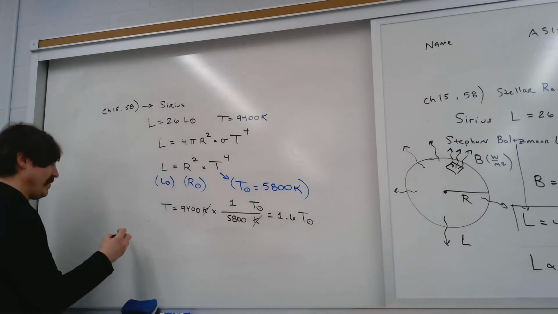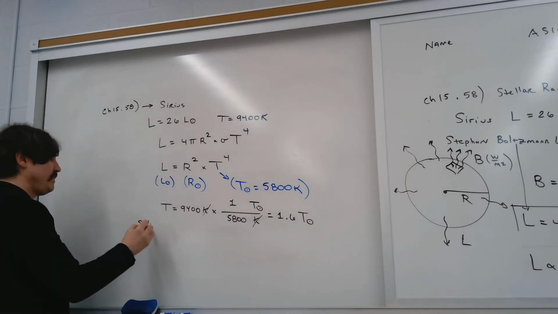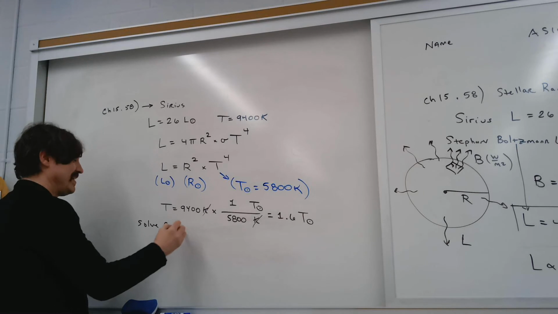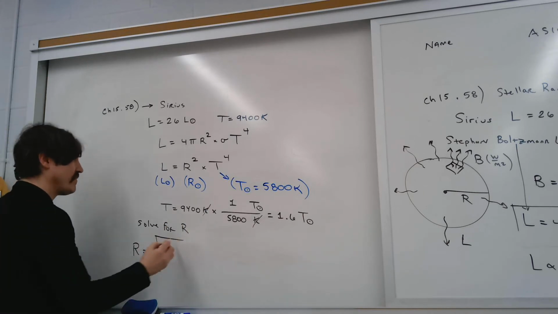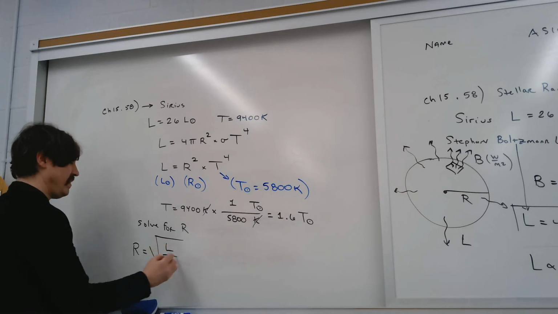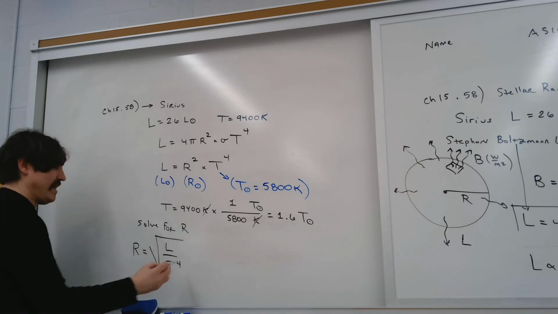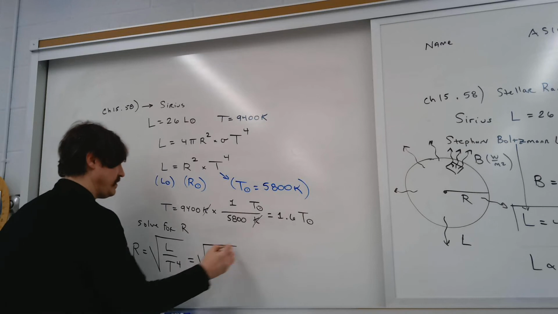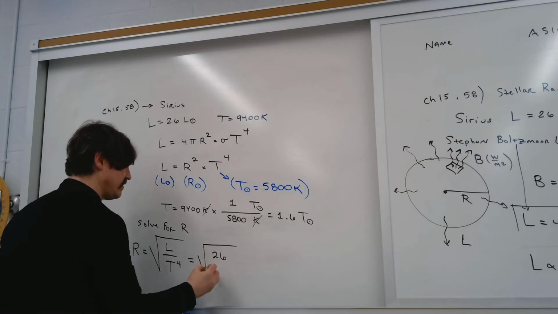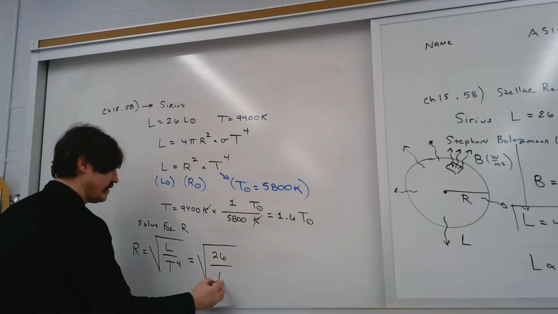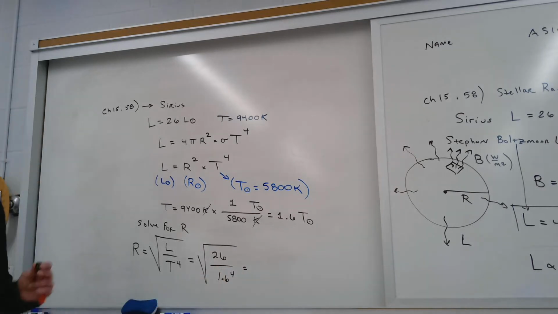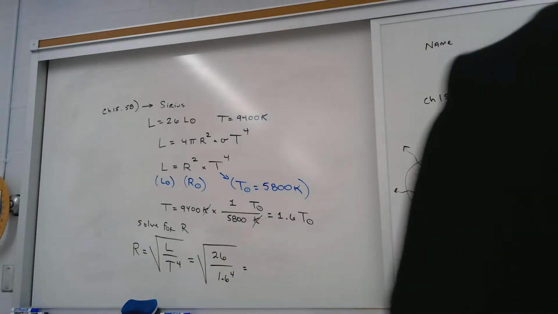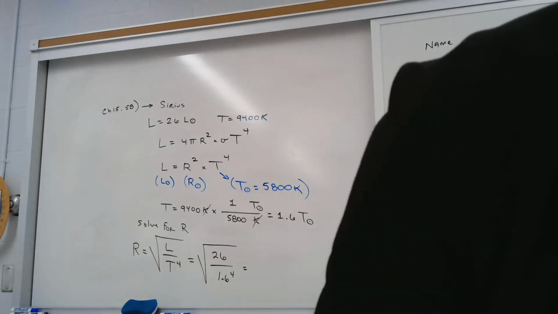Okay. All right, so if I solve for radius, I get the radius is the square root of L over T to the fourth power. Now, in solar luminosities, it's 26. In solar temperatures, it's 1.6. Okay?